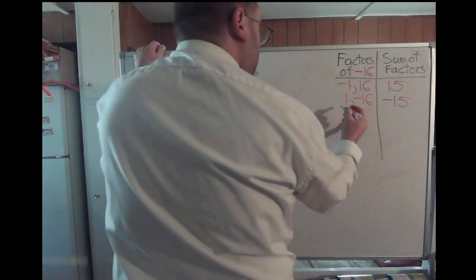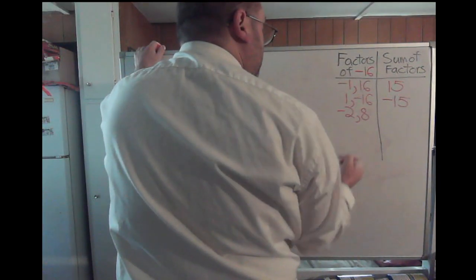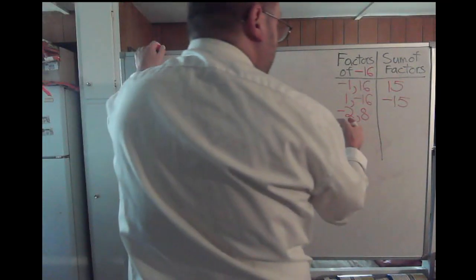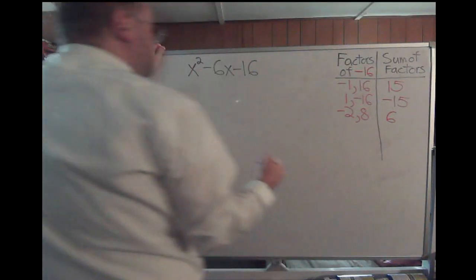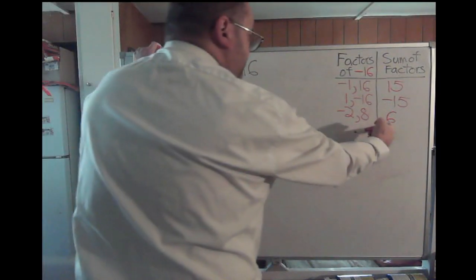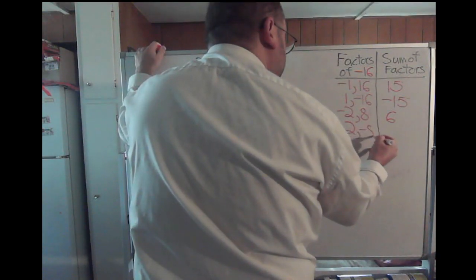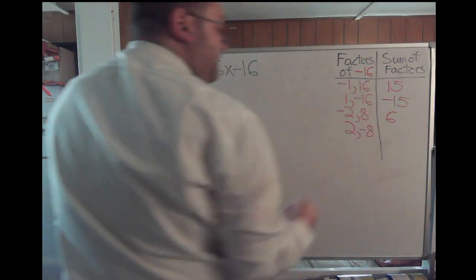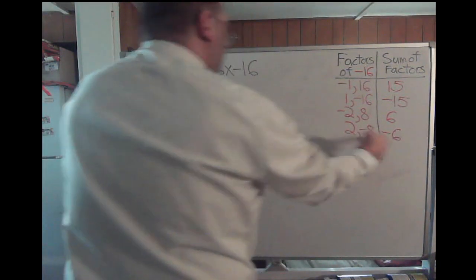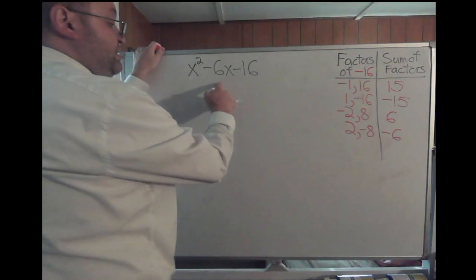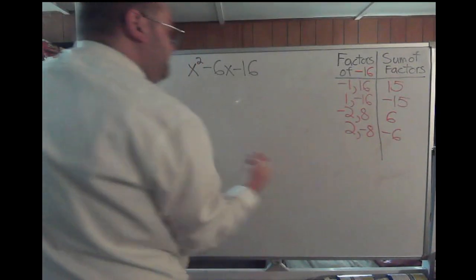That doesn't work. So how about negative 2 and positive 8? Well, if we add negative 2 and positive 8, you'll get positive 6. Well, the middle coefficient is supposed to be negative 6, not positive 6, so that doesn't work. How about positive 2 and negative 8? If you take 2 and negative 8, add them together, you'll get negative 6. Well, we struck gold because the middle coefficient is supposed to be negative 6, and that's exactly what we get here if you have positive 2 and negative 8 as your factors.